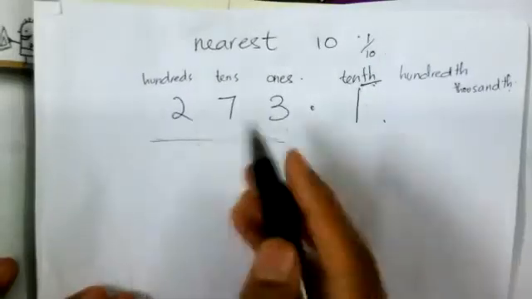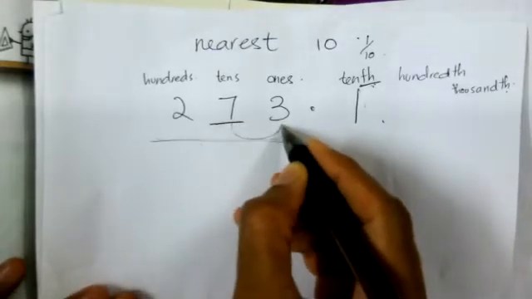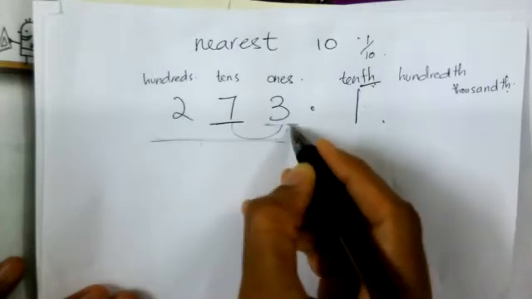Okay, so this is 10. So again, I will look at the digit on the right hand side. It is smaller than 5.